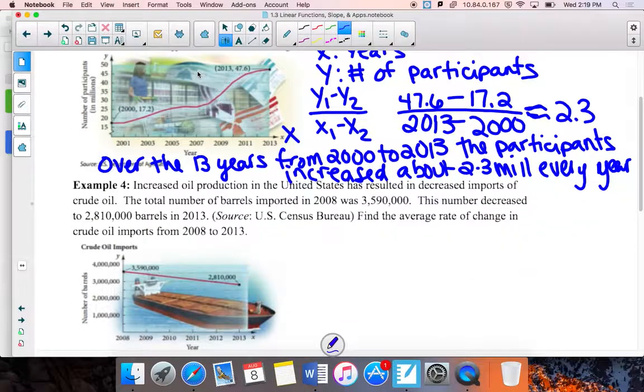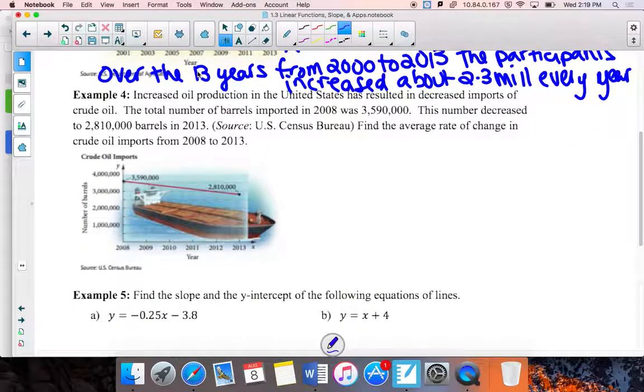Okay, so example number 4, I'm going to leave that one for you guys to do. Again, when you're reading it, just grab your key pieces of information. So on this one, as you're reading, this looks pretty darn important. This one looks pretty darn important. And then we want to figure out what the average rate of change between those years is. So super similar to what we did before. Look at the graph, try to reason through that one.